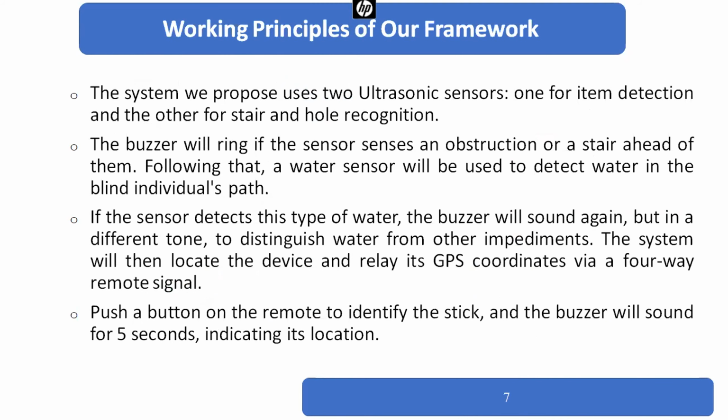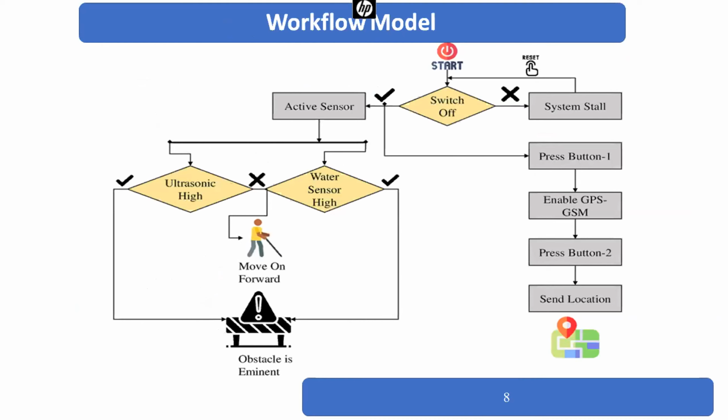Okay, next, workflow model. The Arduino code and Arduino IDE software are used to prepare all of the stages in the diagram. Before performing the real simulation, we use Proteus simulation software. Then the system is switched off. The user must click a button on the remote to turn it back on. If the user pushes button 1, then the device will buzz to grab the user's attention, while pressing button 2 will broadcast the user's location to the preset phone number.